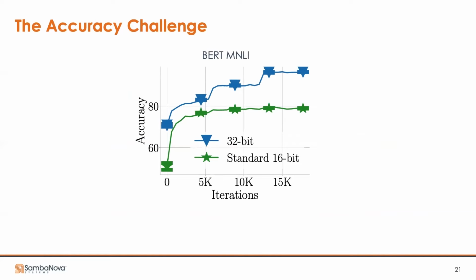If we do pure 16-bit training and compare applications versus the 32-bit training regime counterpart, we see that there is a huge accuracy difference. In this case, I'm plotting the accuracy as the training progresses for a BERT MNLI, which is a natural language processing application. As you can see, over time, the 16-bit training curve saturates much earlier than the 32-bit training curve, effectively creating a huge gap in the final training accuracy.